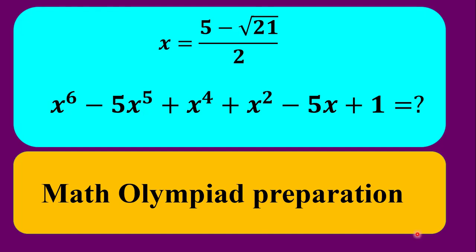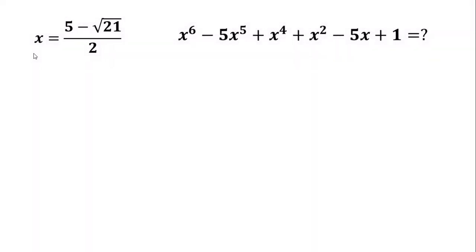In this video we're going to solve an interesting problem. We are given x equals (5 minus square root of 21) over 2, and we are going to find the value of x to the power 6 minus 5 times x to the power 5 plus x to the power 4 plus x squared minus 5x plus 1.